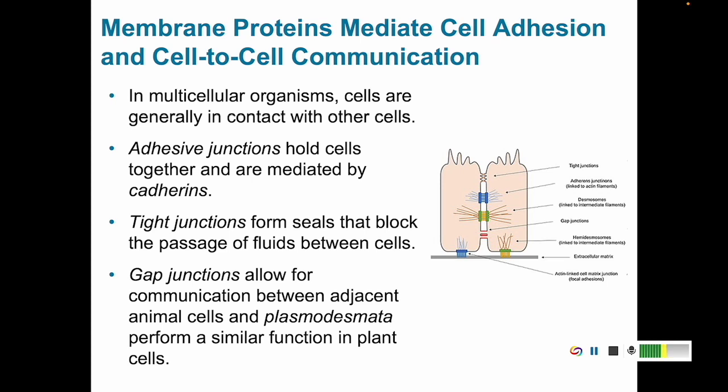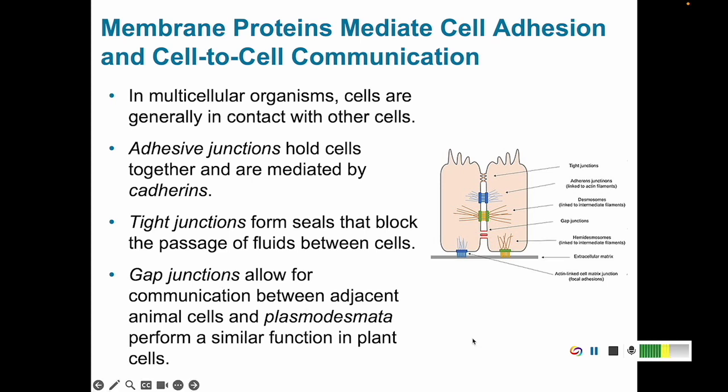There are tight junctions that are going to form tight seals. So think of the cells lining your intestinal tract. You don't want your partially digested food leaking out of that intestinal tract, leaking into your body. So those tight junctions keep those cells tightly sealed together. Or even in your bloodstream, you don't want your blood leaking out when it's not supposed to. So we have junctions that hold those cells together.